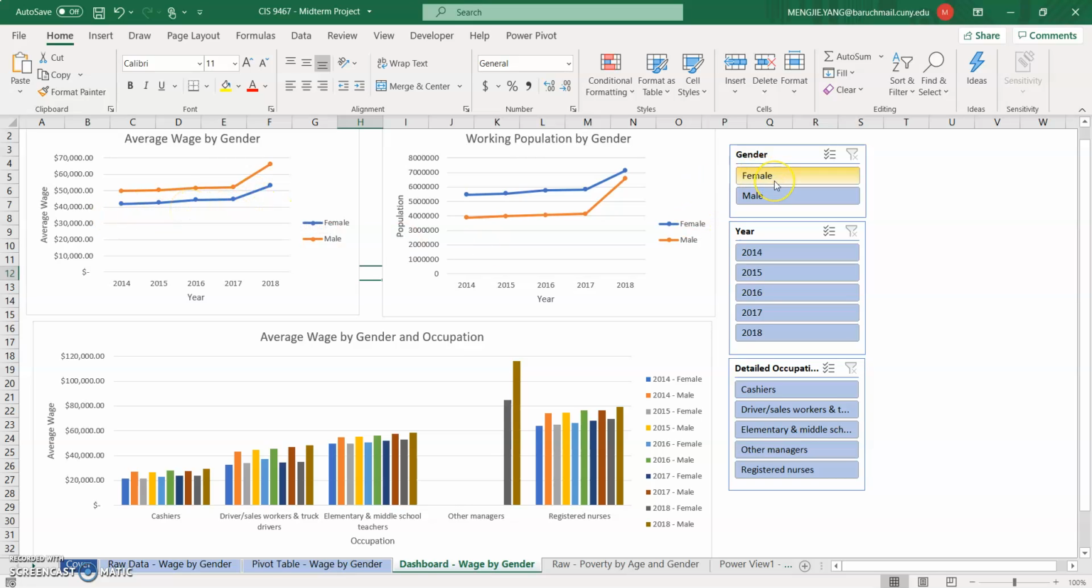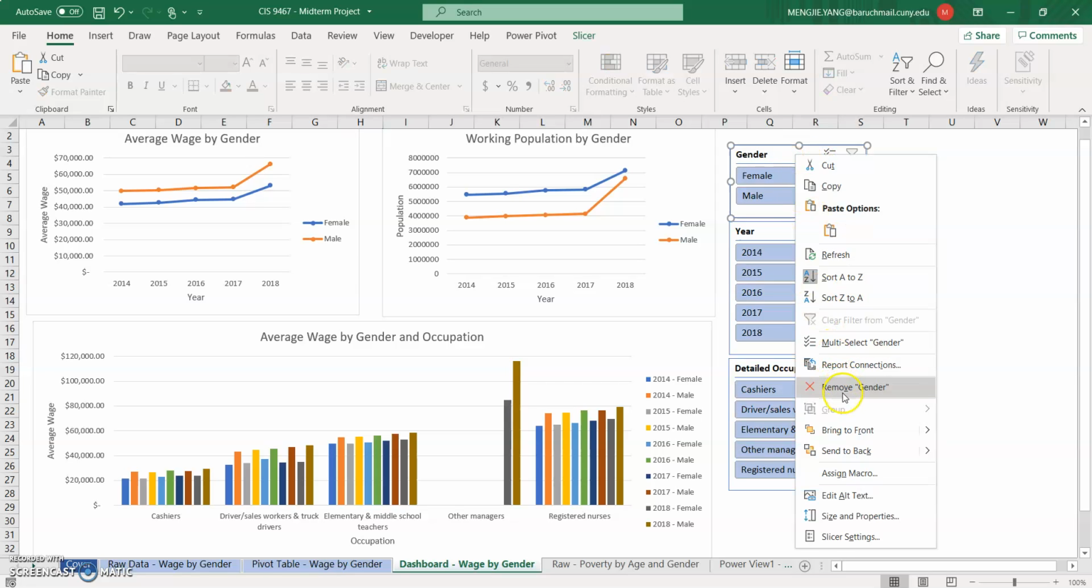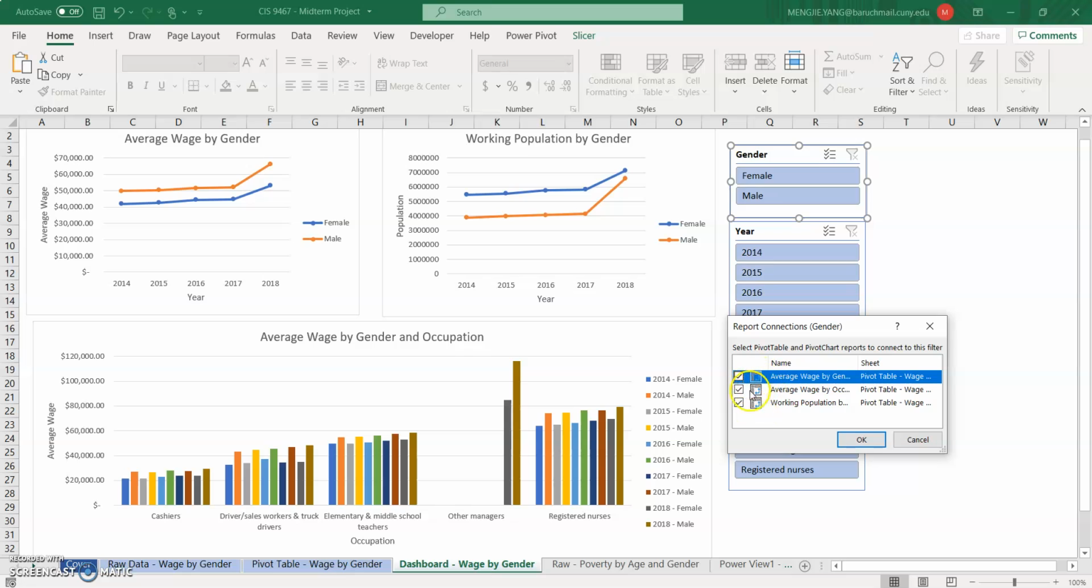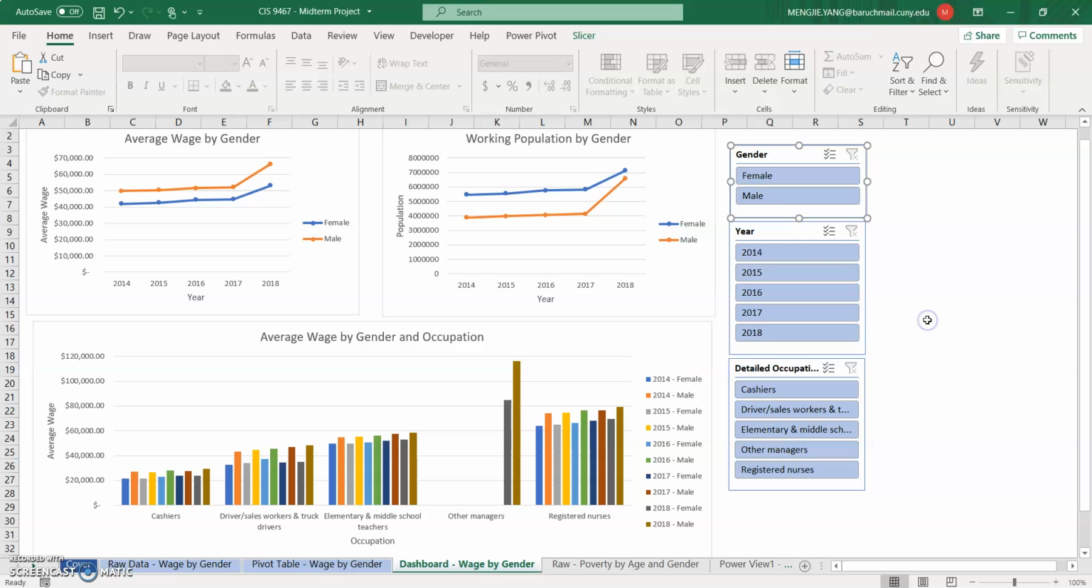Additionally, I created 3 slicers for gender, year, and detailed occupation to allow users to examine data based on their customization. I connected all 3 slicers with each other. So, by changing the filter setting on any one of these 3 slicers, all charts will be adjusted accordingly. I found this feature very helpful, as it allows users to customize all graphs on this dashboard at the same time.